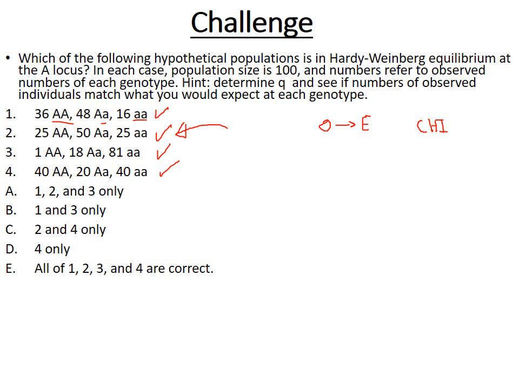Once you're done, you should see that populations 1, 2, and 3 are in Hardy-Weinberg, but population 4 is not in Hardy-Weinberg. So your best answer would not be 2 and 4. It would not be just 1 and 3. It would not be all of them, and it would not be 4 only. It would be 1, 2, and 3 only, because 4 is not in there. So try them all out to see if that's correct, and if you reach that conclusion, that means you've done these problems correctly.